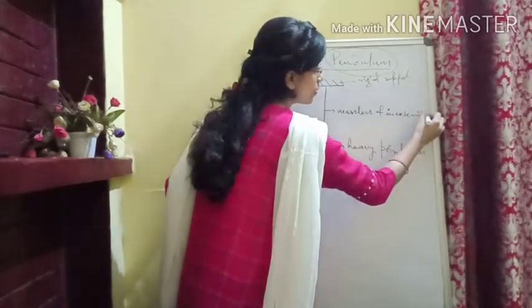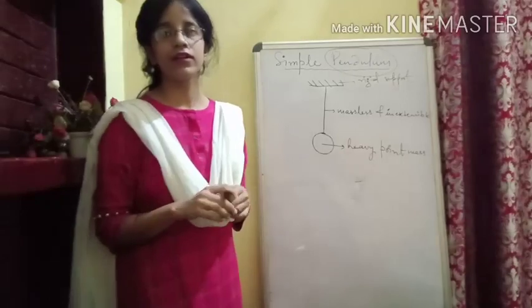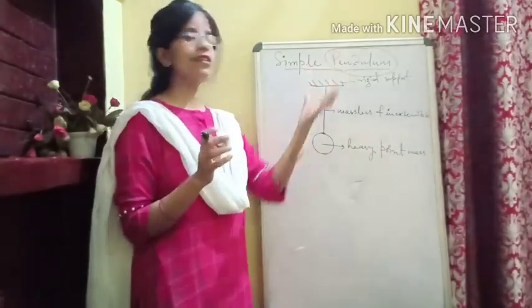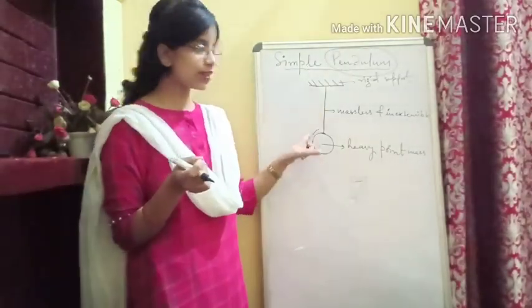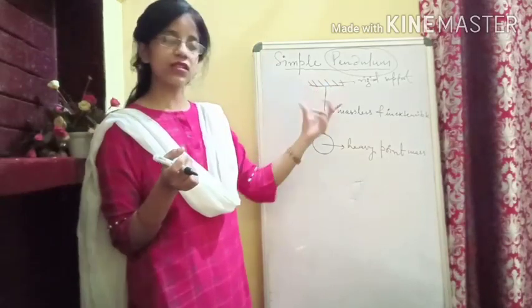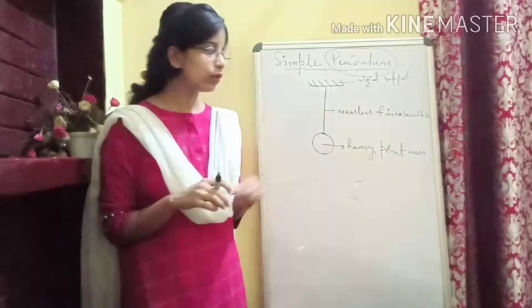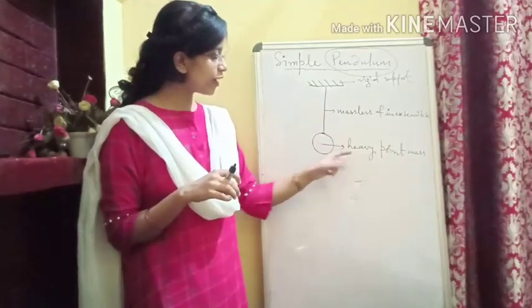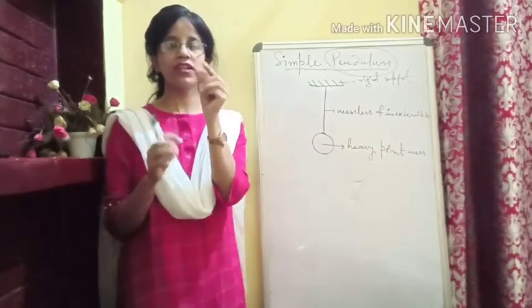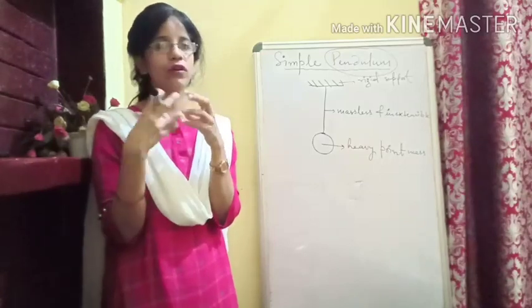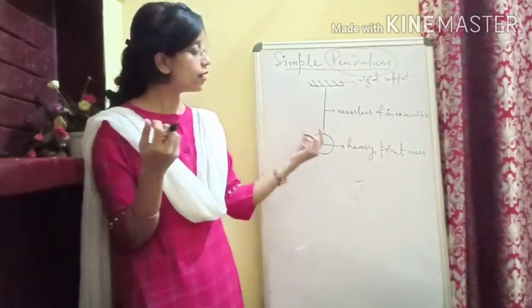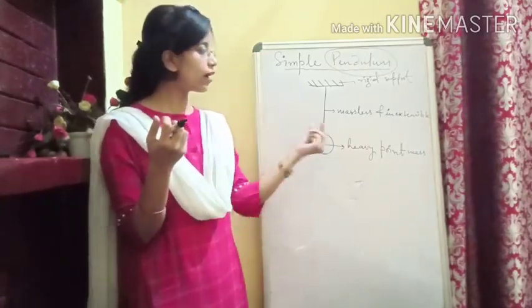Now let's see all the things one by one. First, what is a simple pendulum? It is simply a heavy point mass attached with a string and then attached to a rigid support. This system or setup is your simple pendulum. Now let us come to the heavy point mass. Can you all imagine a small iron ball or any ball, a dense one? So this is simply a heavy point mass.